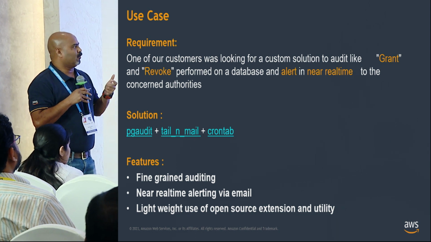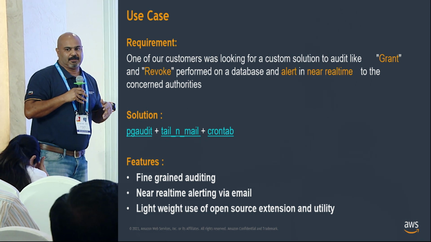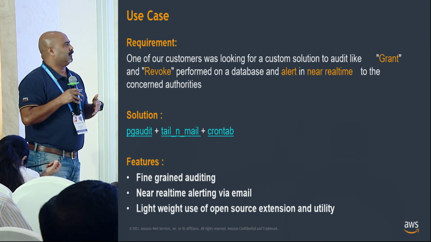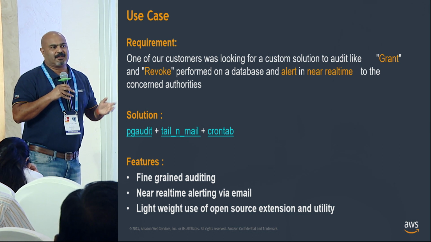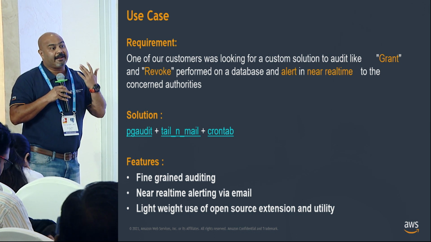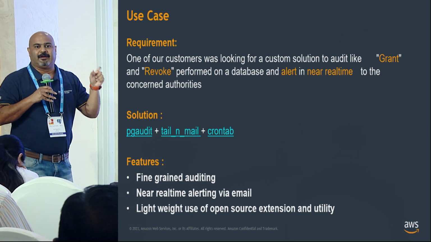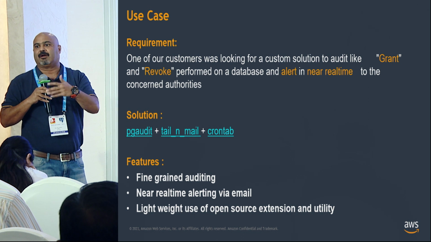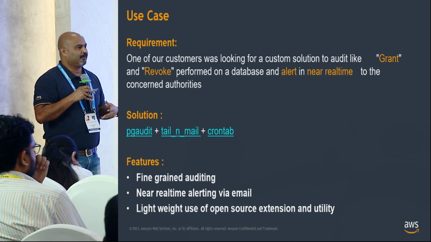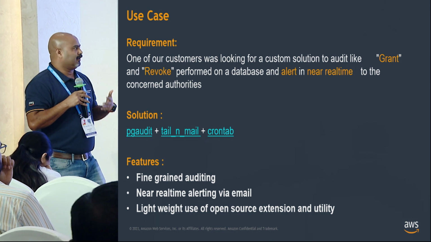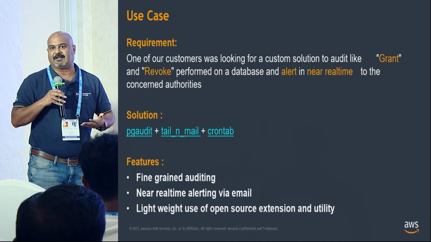So for the grant and revoke commands, the user wanted to get notified. And when I say alerting mechanism, in simple words, if these commands are executed, the end user wanted to get notified over email saying that a grant has been given to so and so user, or a revoke has been executed on that particular user. Based on that near real-time notification, corrective actions would be taken, because that's the whole game, right?